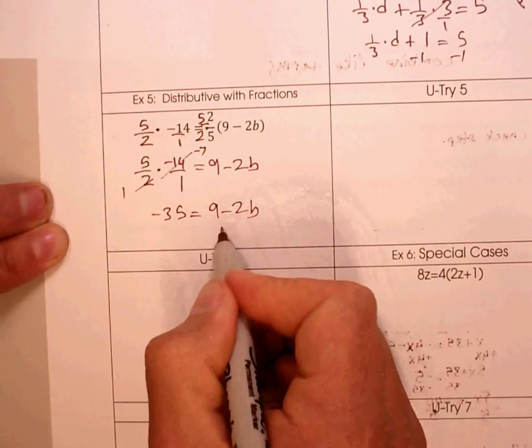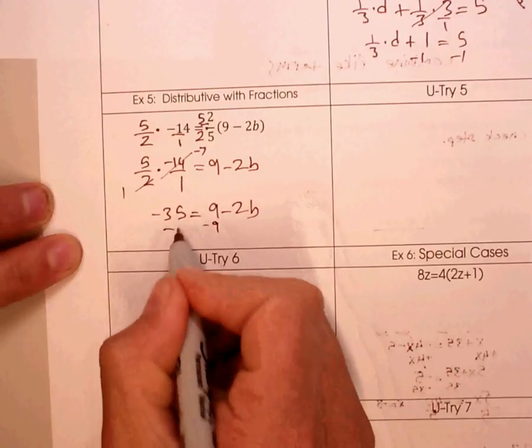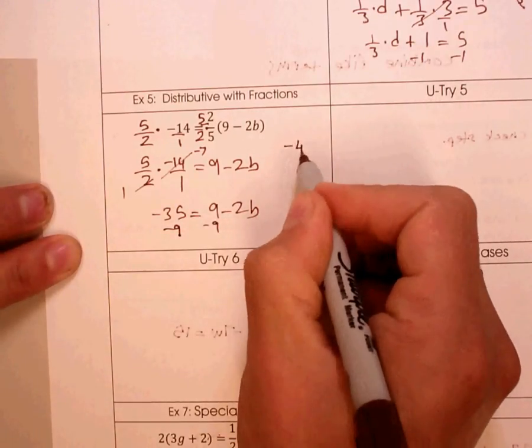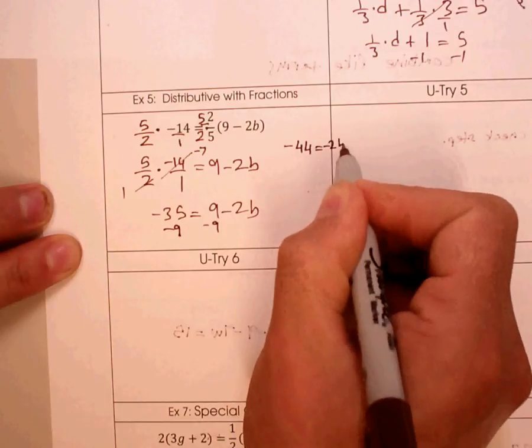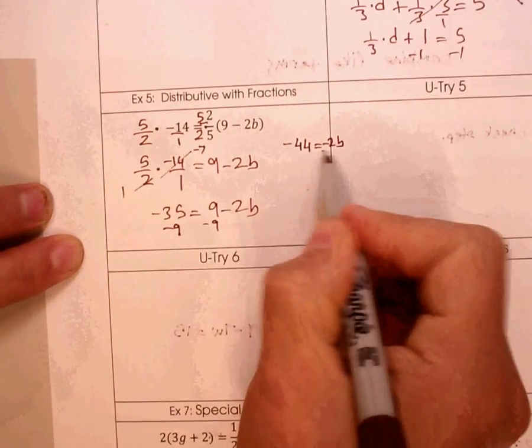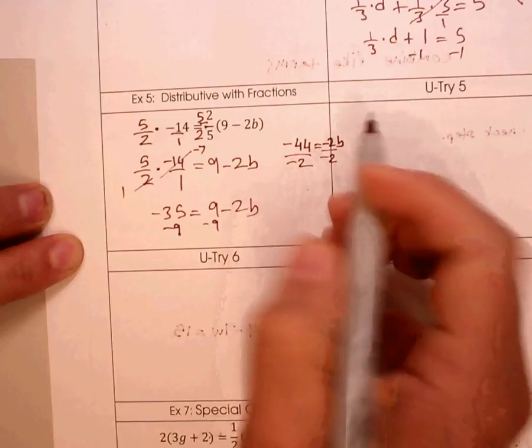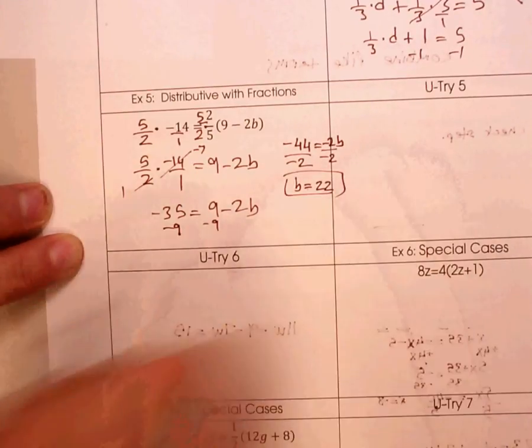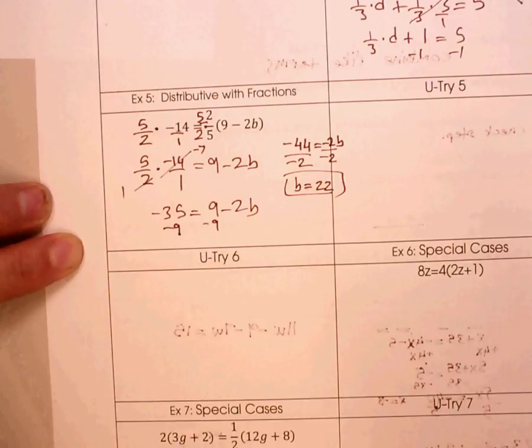And let's subtract 9 from each side. Negative 44 is equal to negative 2b. If I divide each side by negative 2, b will be equal to positive 22. I can check my answer by substituting this value back into the original equation.